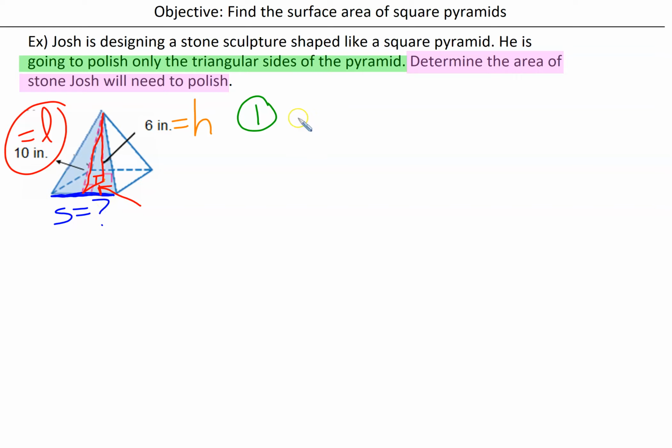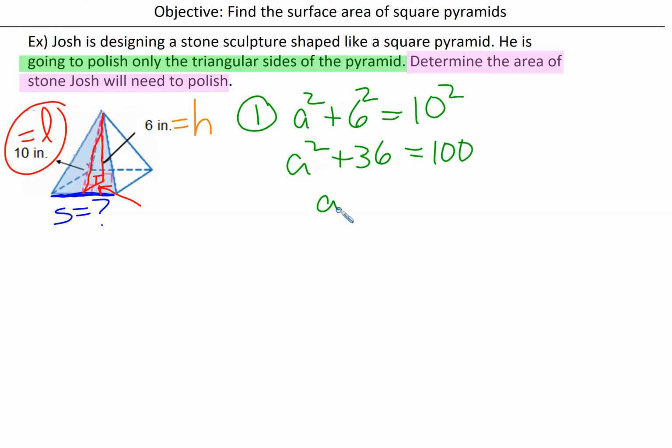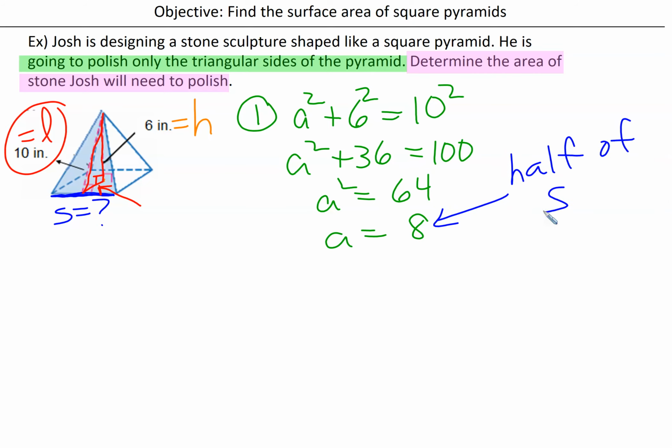All right, so that A squared plus the 6 squared would have to equal the 10 squared. So this is going to give us A squared plus 36 equals 100. That gives us A squared equals 64. And square rooting that gives us an A value of 8. What you have to remember is that 8 is half of your S value.